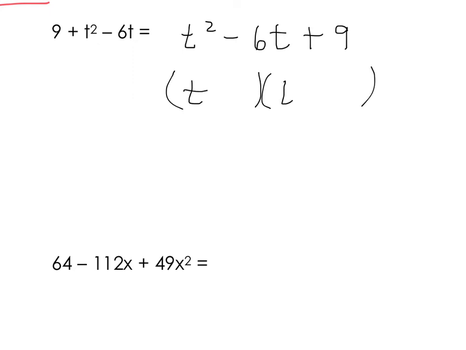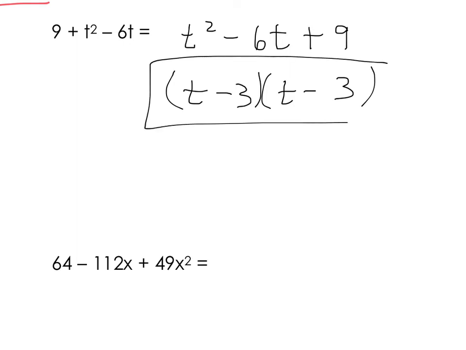It's t and it's t. It's plus 9, so the signs have to be the same. It's minus 6t, so they both have to be minus. 9 is 3 times 3. And sure enough, that's our solution, t minus 3 times t minus 3. The first term is a perfect square, the last term is a perfect square.